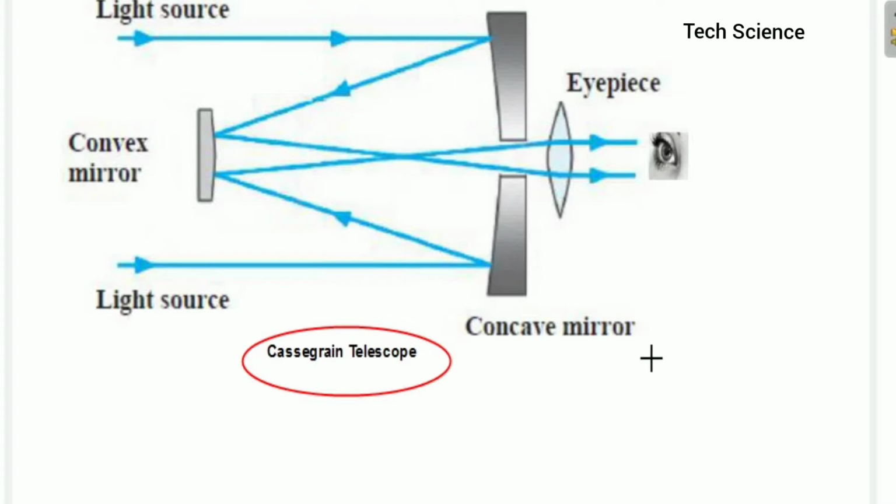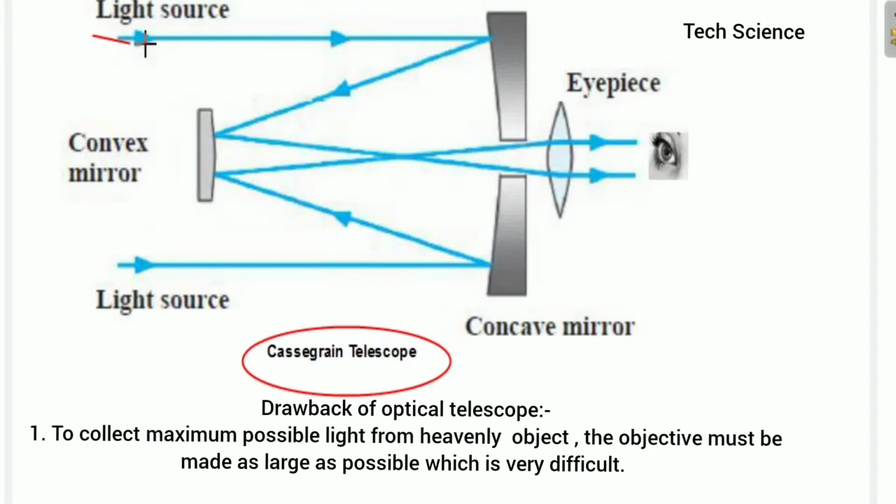As we discussed, there are three drawbacks in the optical telescope. The first drawback is regarding the size of the lens. Why? Because the incident light rays are coming from the heavenly object, and to collect the maximum amount of light rays, we require a large lens, and it's very difficult to make a very large lens.